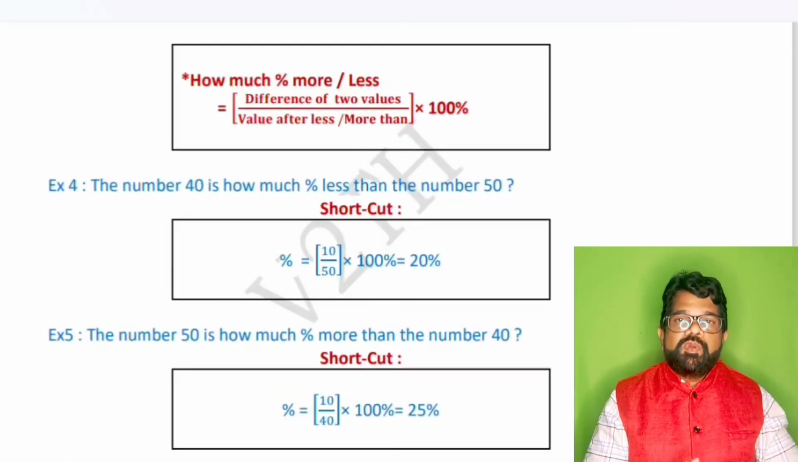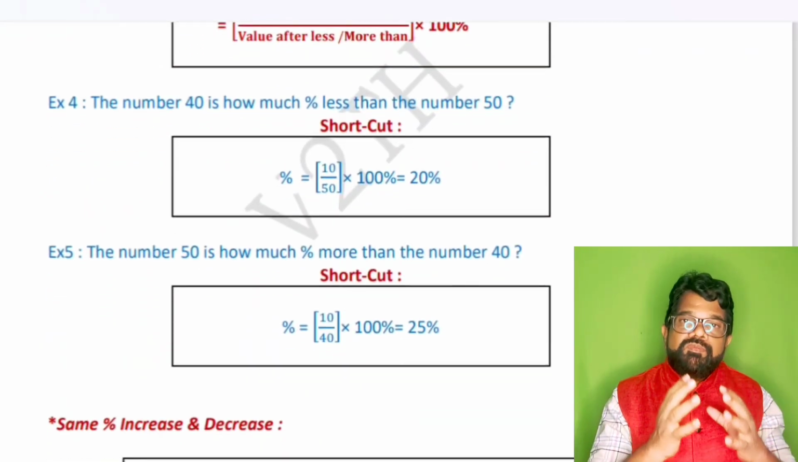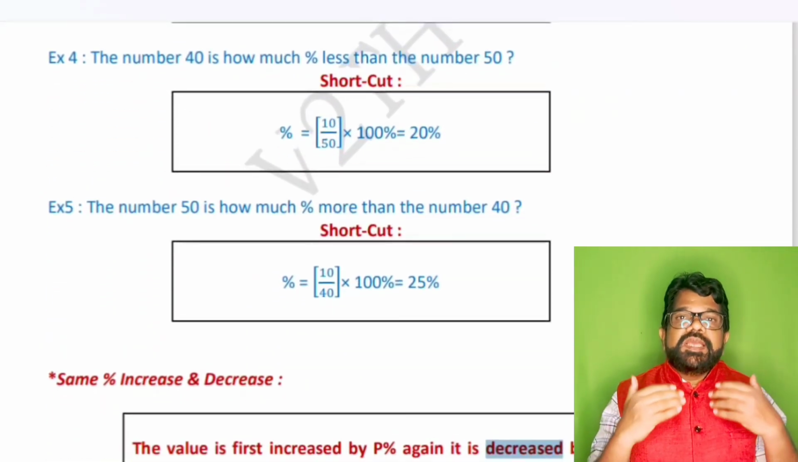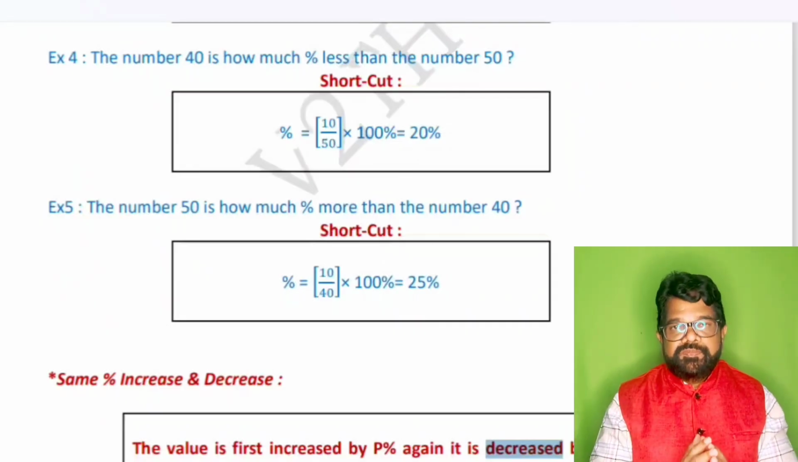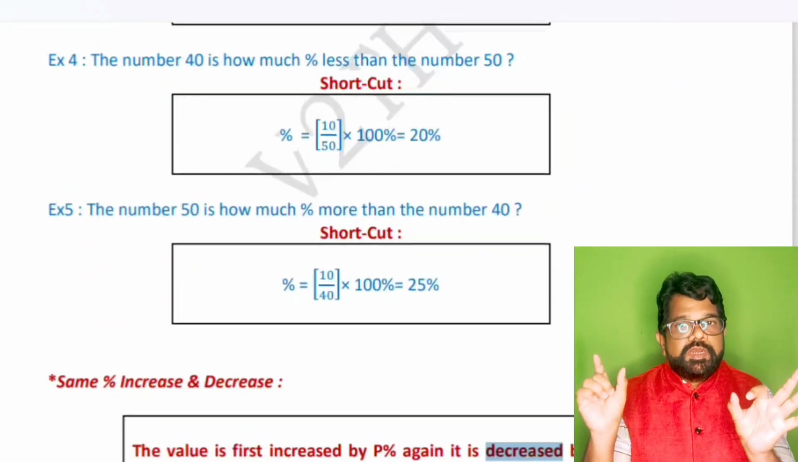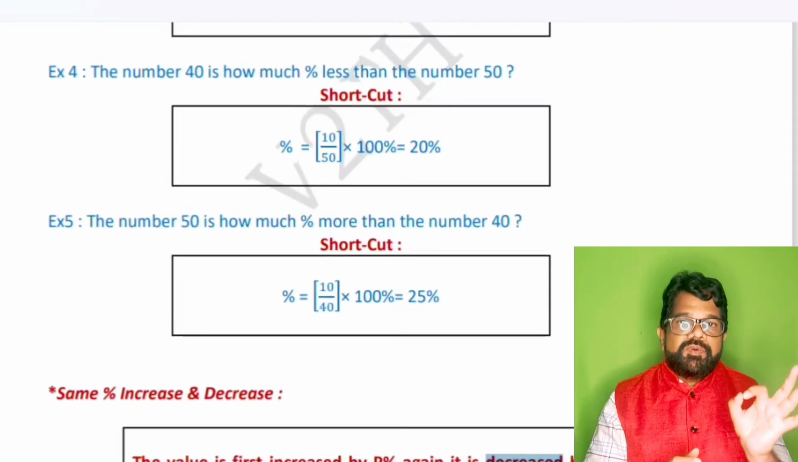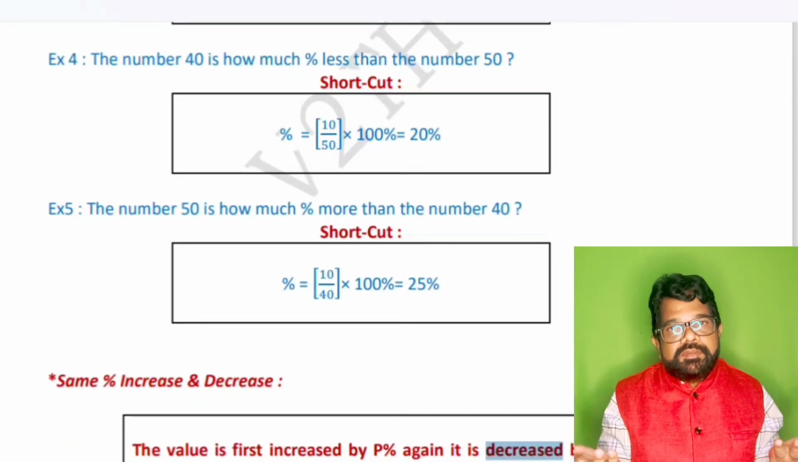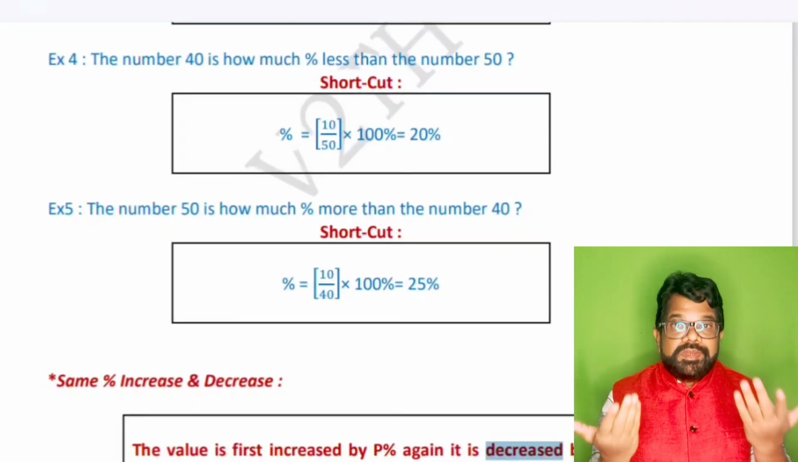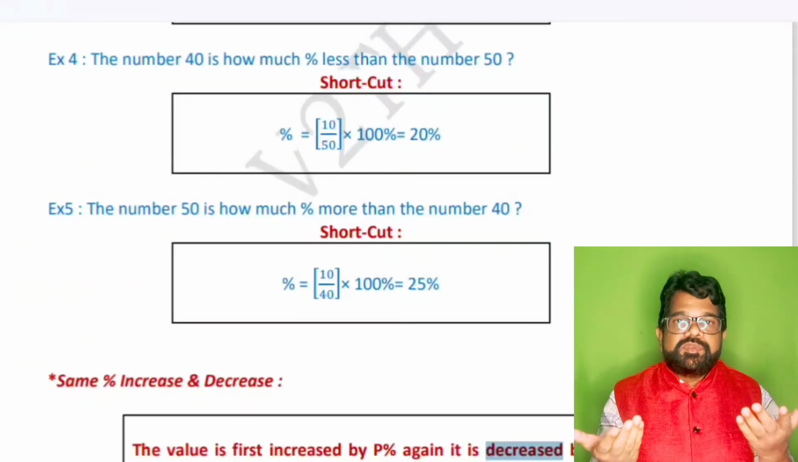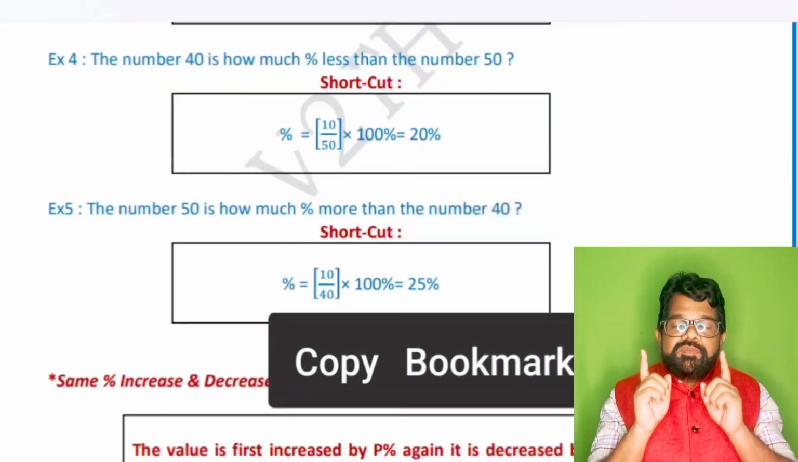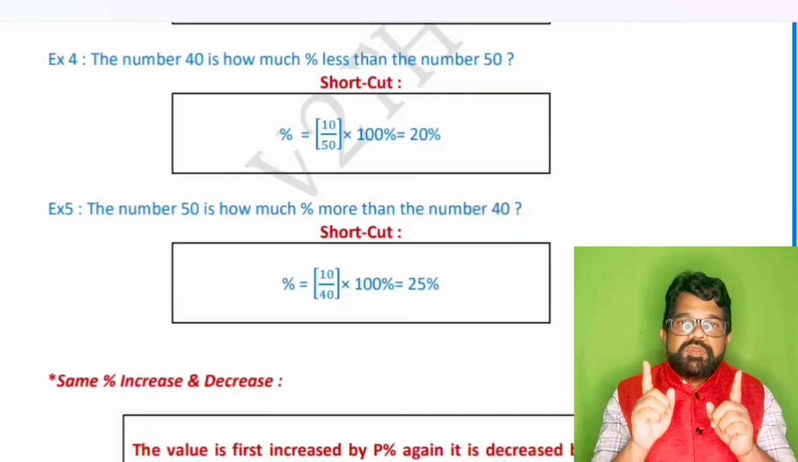Observe example 4 here. The number 40 is how much percent less than the number 50? Clearly there are two numbers, 40 and 50. Clearly 40 is less than 50. How much less? You say 10 less. But how much percent less? You have to express it in percentage. What is the keynote? Difference of these two values. What is the difference of 40 and 50?